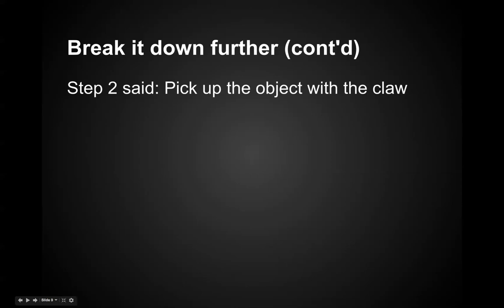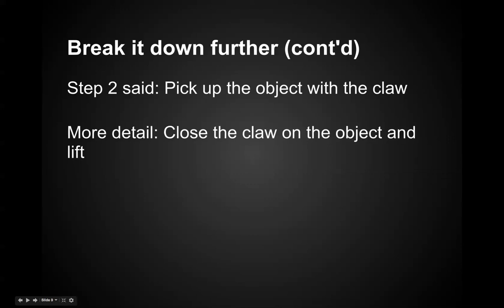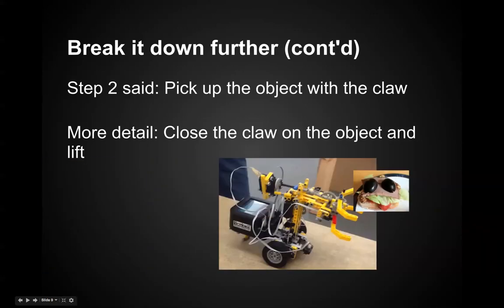And then step two said pick up the object with the claw. Well, to get a little more detail, we can say close the claw on the object and lift, so that we have our robot coming forward and then it picks up the object.